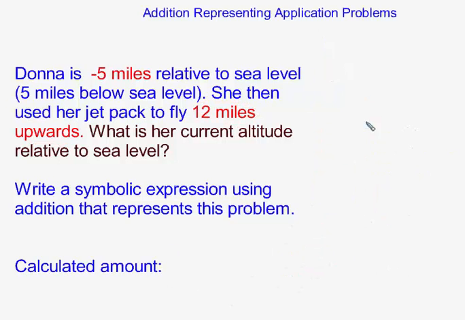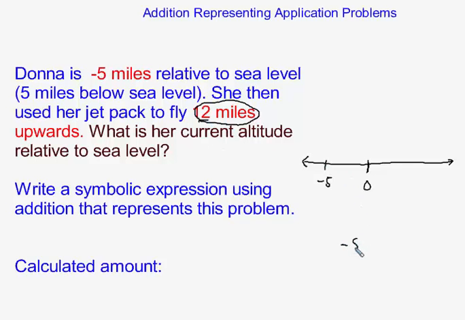Even though the problem is literally a vertical problem, you could solve it using a real number line, which is horizontal, thinking of sea level as being 0. She started -5 miles relative to sea level, meaning 5 miles below sea level, so it was negative. And then when she flew upwards 12 miles, this would increase her altitude, so I would go to the right. And it being 12 miles, I would go to the right 12 units.